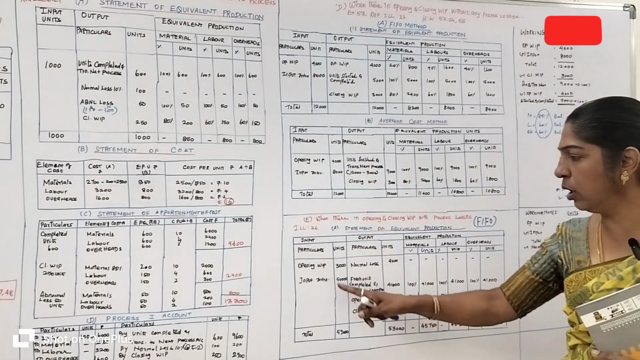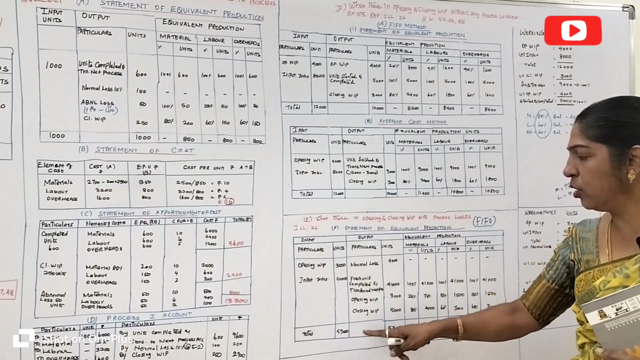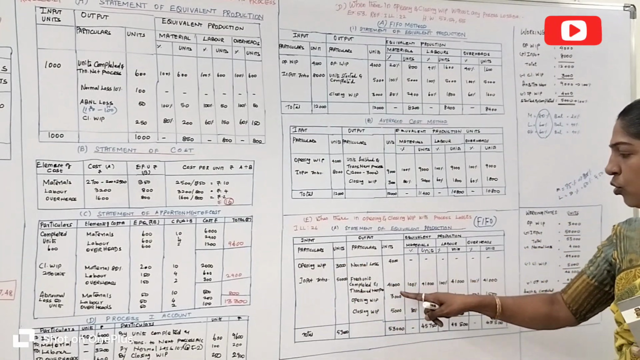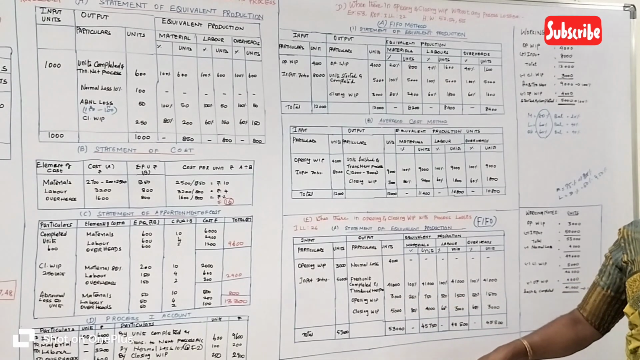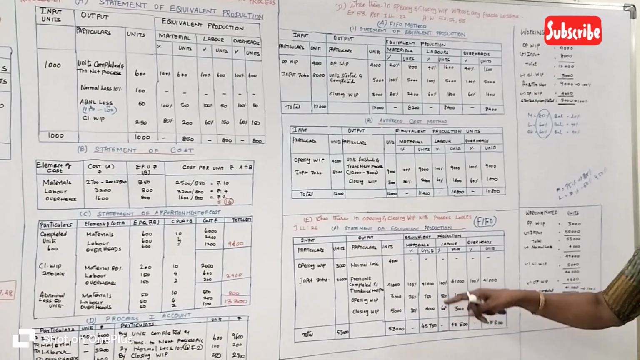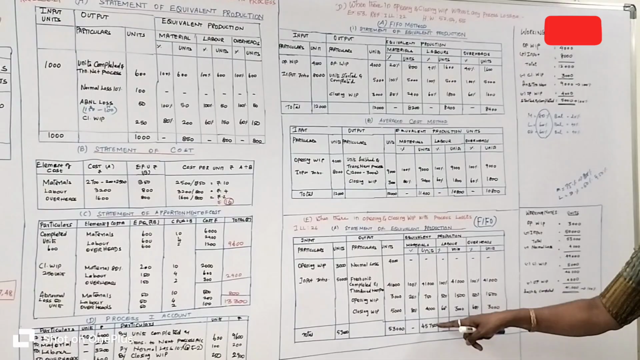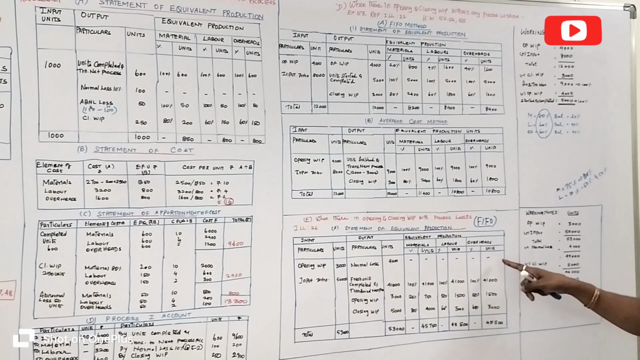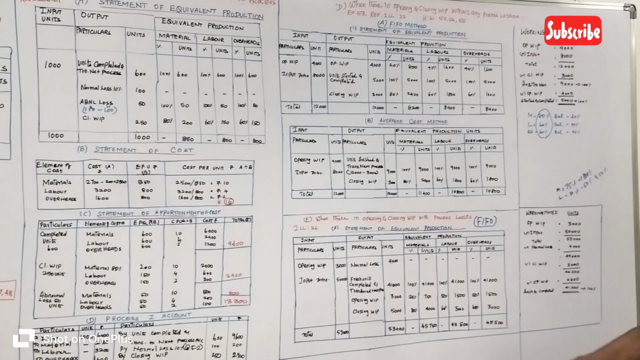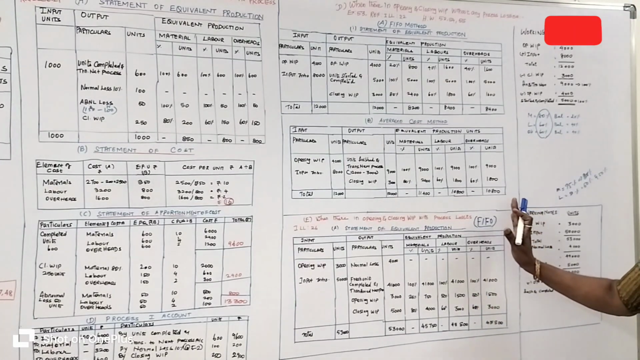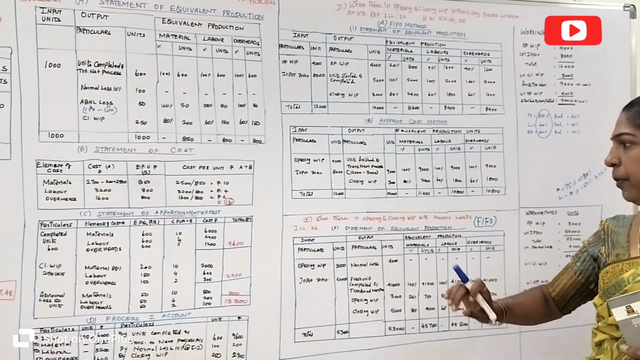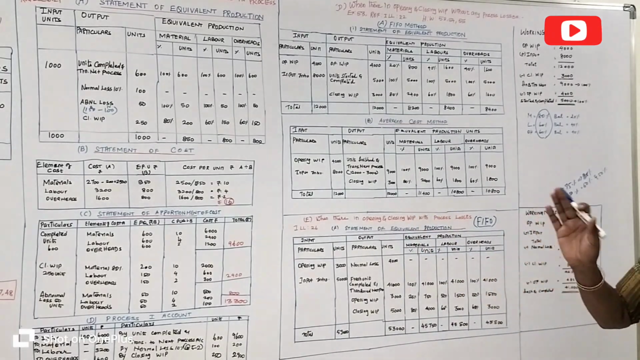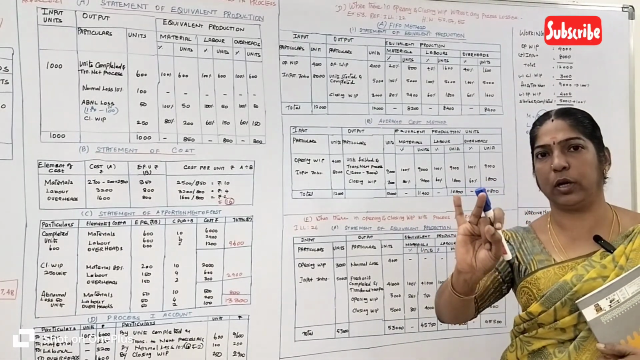Now find out the total. The input total is 53,000, the output total after adding 41,000 plus 3,000 plus 5,000, you get 53,000 units. Material total after adding is 45,700. Labor total after adding is 45,500, 45,500 for labor and overhead. So in the FIFO method, we can easily prepare the equivalent production if they give opening and closing work in progress.